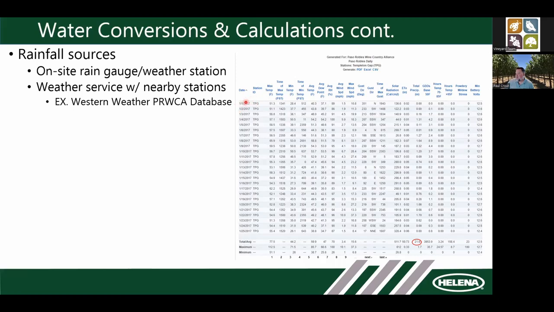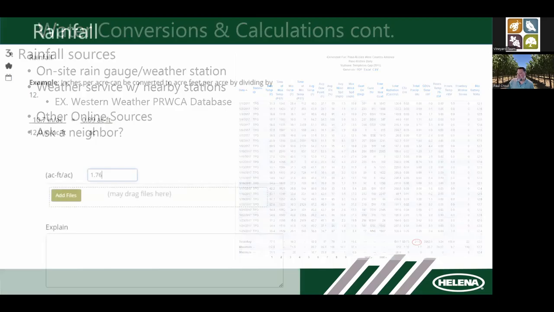Between January 1 and, no, it looks like January 25th, this accumulation here. Oh, sorry, it goes the whole year. It just didn't fit on this sheet, but the total accumulation is 21.6. So that'll give you your inches per acre there. There are other online sources. You can ask your neighbor, hey, how much rain did you get? You just need to be able to document it in some form or fashion.